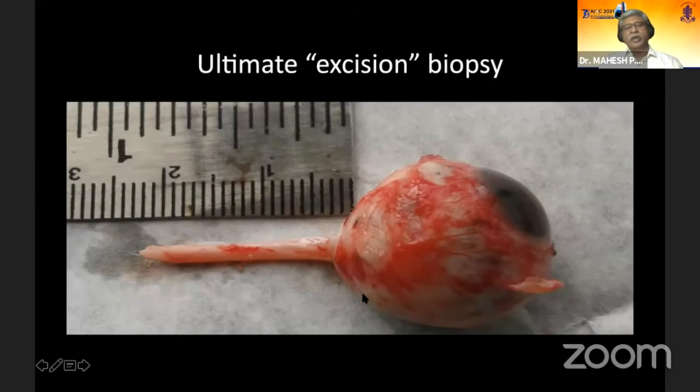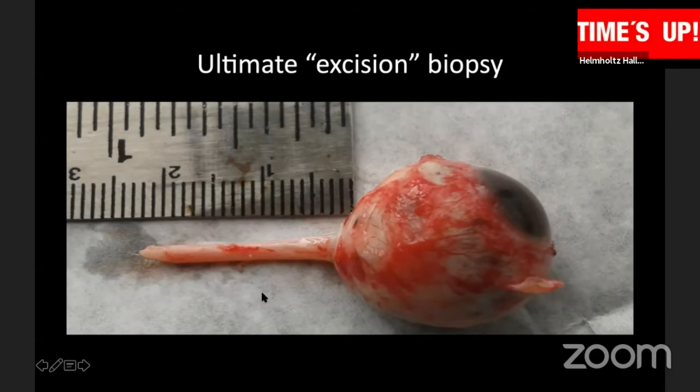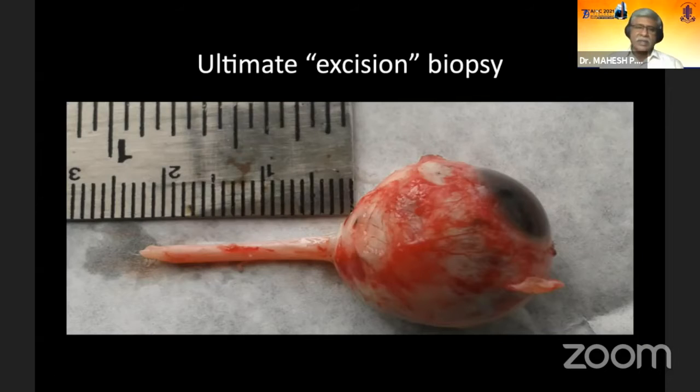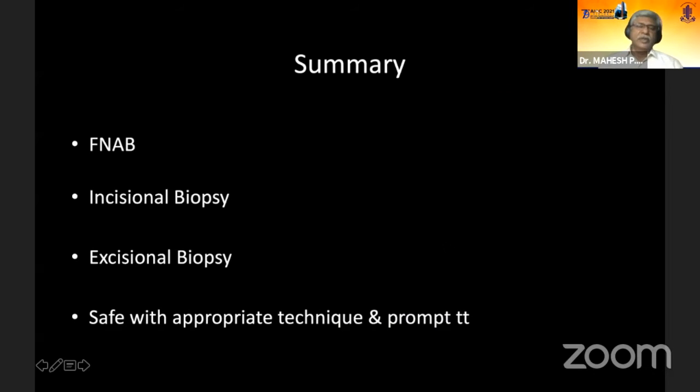So the ultimate excision biopsy, of course, is enucleation. Whenever there is no visual potential and the need for diagnosis is acute, then we go ahead and do an enucleation of the eye. So to summarize, fine needle aspiration biopsy, the techniques we saw, incisional biopsy in select situations when we need to know if it is malignant or benign.